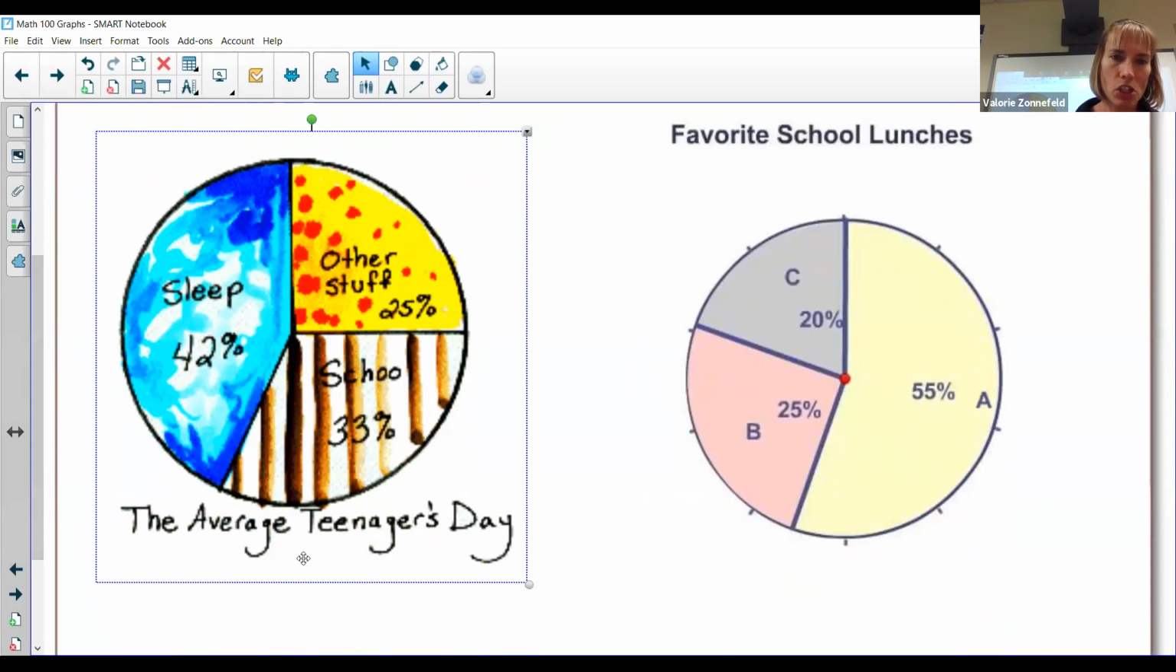If you look at the average teenager's day, what percent do they spend sleeping? 42%. Nice hand signals, Jonah. I totally knew what you were saying.